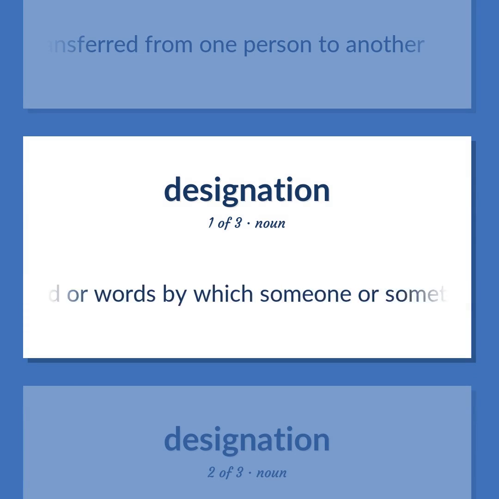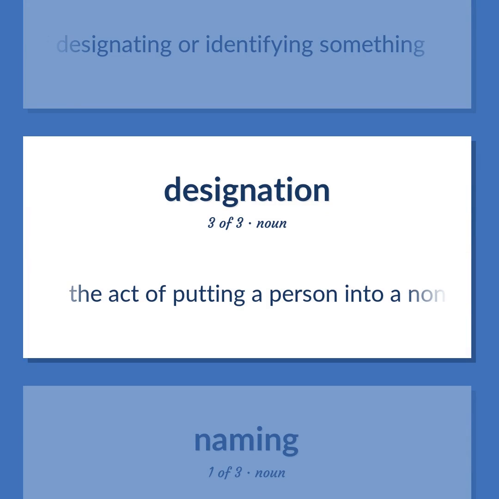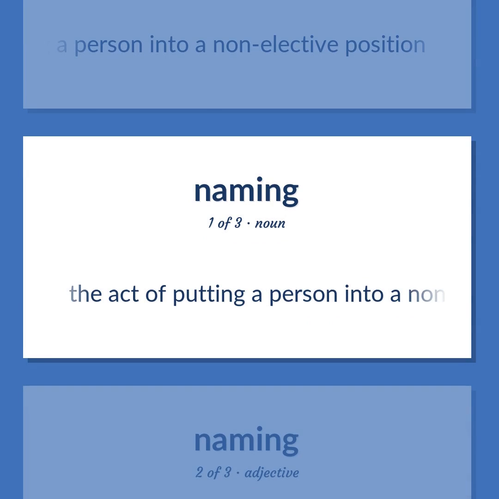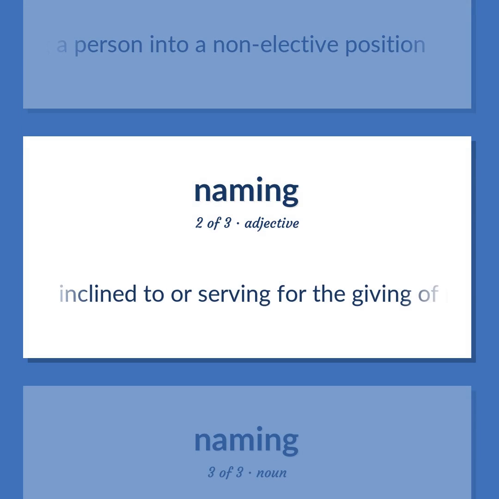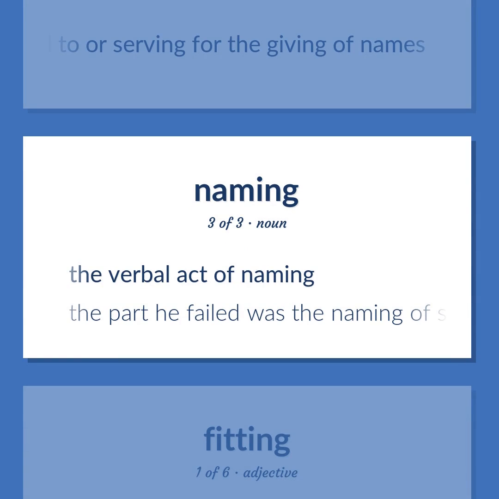Identifying word or words by which someone or something is called and classified or distinguished from others. The act of designating or identifying something. The act of putting a person into a non-elective position. Inclined to or serving for the giving of names. The verbal act of naming. The part he failed was the naming of state capitals.